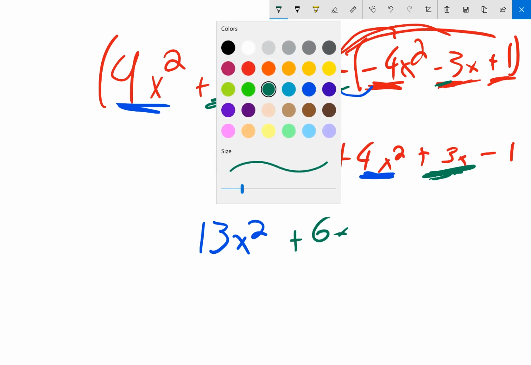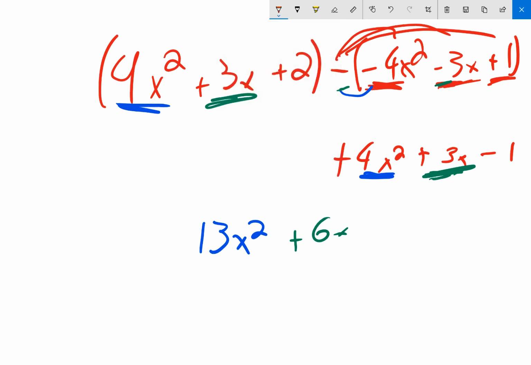And what else we got? We got the 2 and the 1. So it is a subtracting 1, right? Because it's subtracting a positive 1, which means minus 1. So 2 minus 1 is 1. So it's a positive 1. It's plus 1. So there's your final answer: 13x squared plus 6x plus 1.